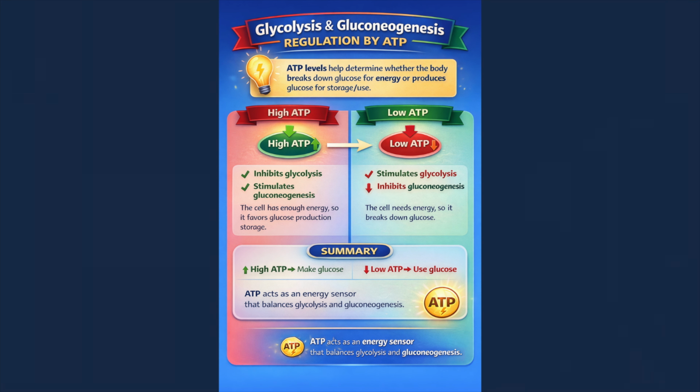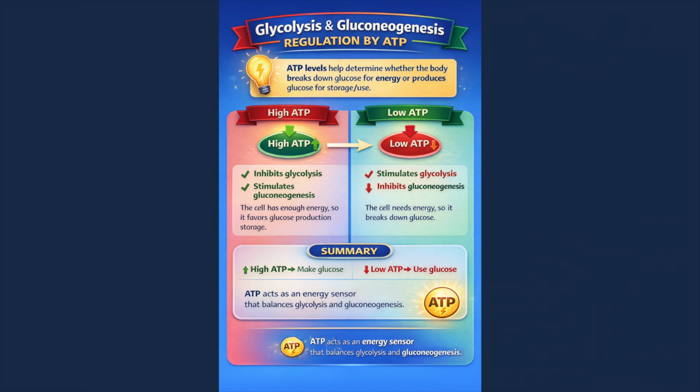The final thing I'll talk about in this video is glycolysis and gluconeogenesis regulation. So I made this little graphic here. So basically, glycolysis and gluconeogenesis are regulated in opposite directions to maintain blood glucose and energy balance. Glycolysis is stimulated when glucose is abundant and energy is needed. Key enzymes such as PFK1 and pyruvate kinase are activated by AMP and insulin, while ATP and citrate inhibit the pathway.